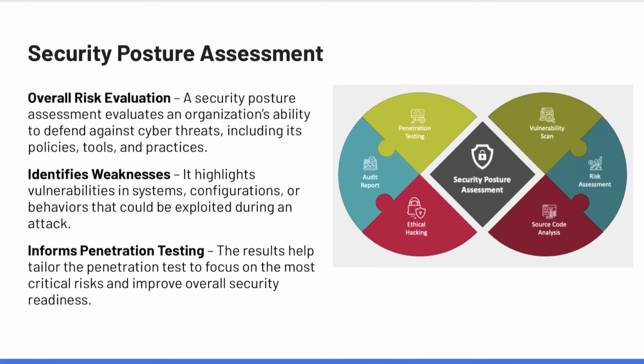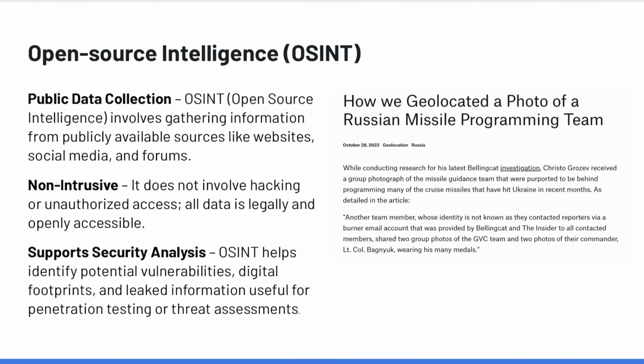Okay, so now that we know what a security posture assessment is, let's move forward and take a look at some of the different concepts that are connected to this phase. The first one we're going to talk about is OSINT, or open source intelligence. And this phase is called intelligence gathering, right?